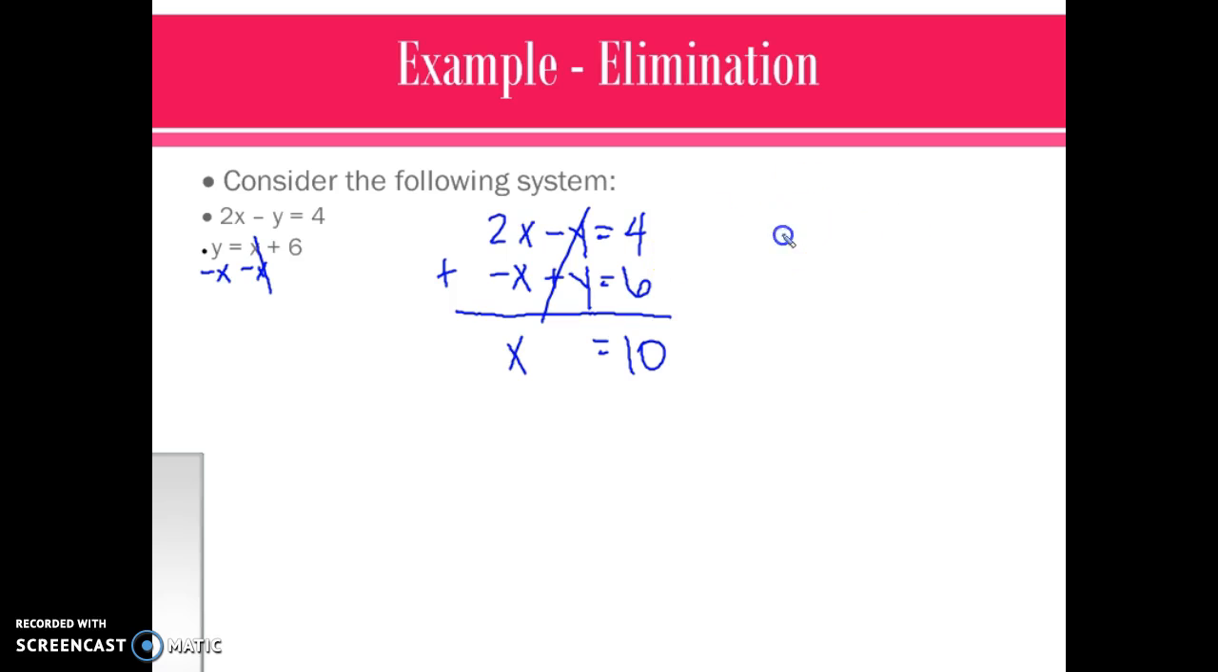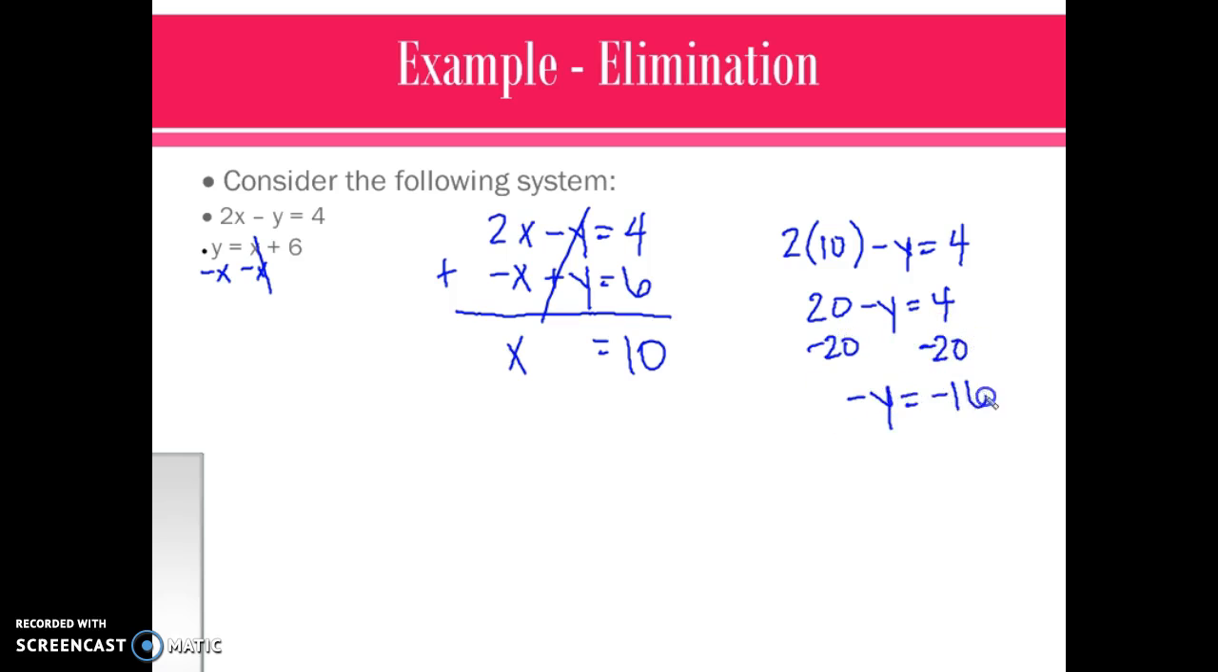So if I pick the first one, we have 2 times 10 minus y equals 4. 20 minus y equals 4. Subtract the 20. So negative y equals negative 16, and then divide by that negative 1. So y equals positive 16. So again, I get my answer as 10, 16.